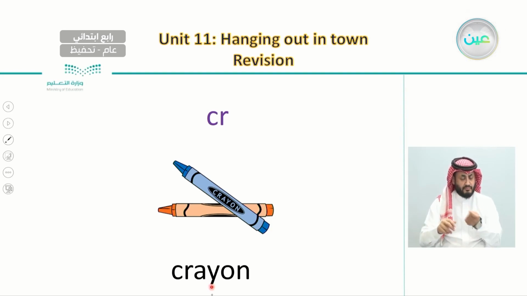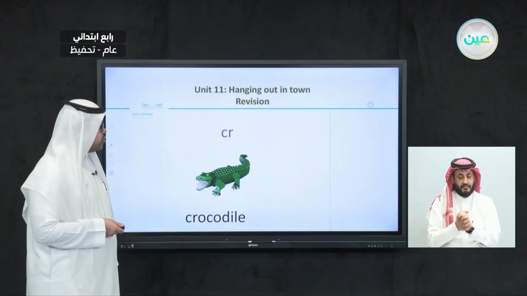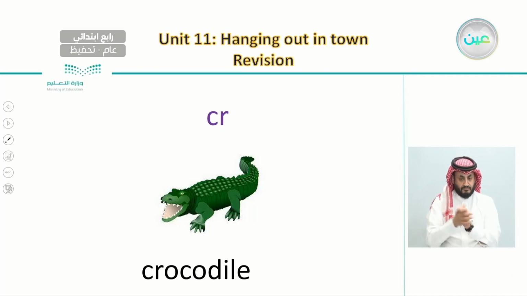Crayon. Say after me, crayon. Also, we usually use a crayon when we want to paint. And also, the third one, which is an animal, is pronounced crocodile.